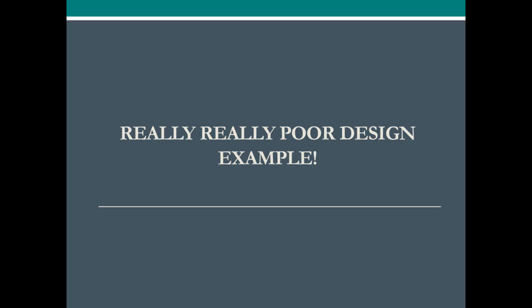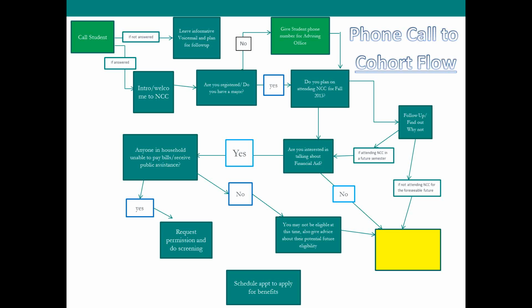I thought I'd start with a really, really poor design example. If you go to the next slide, as you can see, this kind of looks like a jumble, and where you see up there it's called the phone call to cohort flow. One of the very first things we did was create a list, a cohort of students that we thought would be the students who would be eligible for benefits. And in your cases, because I know you're looking at those 3 points of the stool, this kind of idea might be helpful to bundle some of those.